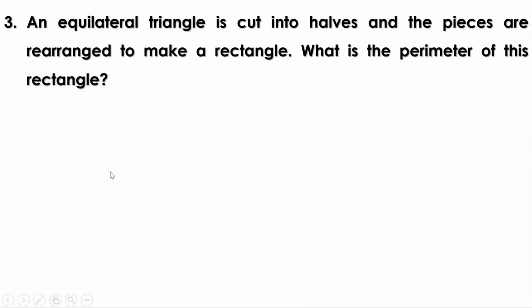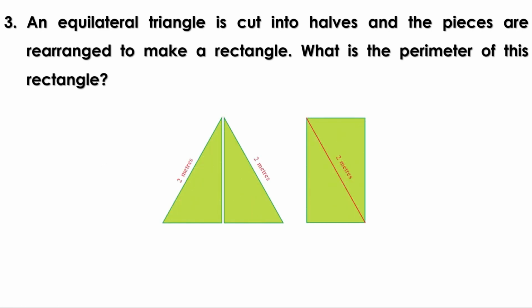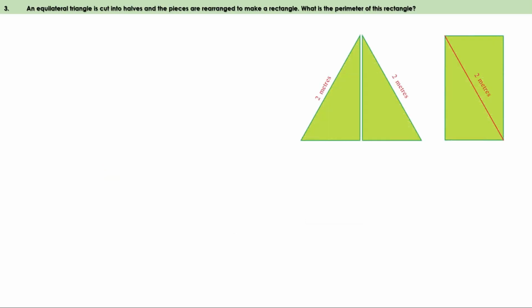Next problem. An equilateral triangle is cut into halves and the pieces are rearranged to make a rectangle. What is the perimeter of this rectangle? Let us give a name for this equilateral triangle. Let it be ABC, and let this point be D. Given that it is an equilateral triangle, these two sides are 2 meters, therefore this side is also 2 meters.